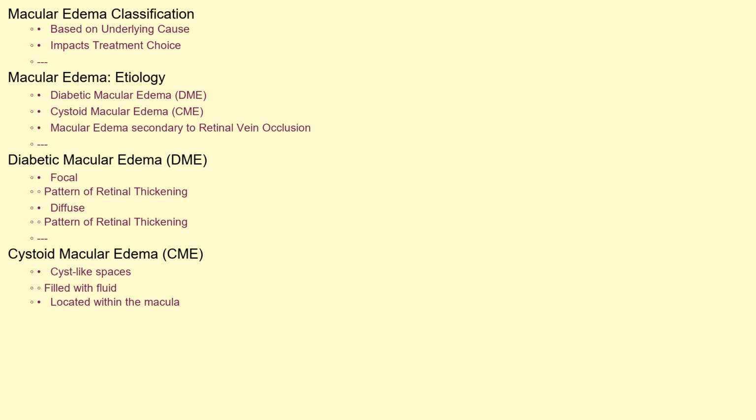Macular edema can be classified based on its underlying cause, such as diabetic macular edema, cystoid macular edema, or macular edema secondary to retinal vein occlusion. Diabetic macular edema is further divided into categories like focal or diffuse based on the pattern of retinal thickening. Cystoid macular edema is characterized by cyst-like spaces within the macula filled with fluid. The specific classification can influence the choice of treatment and management strategies.